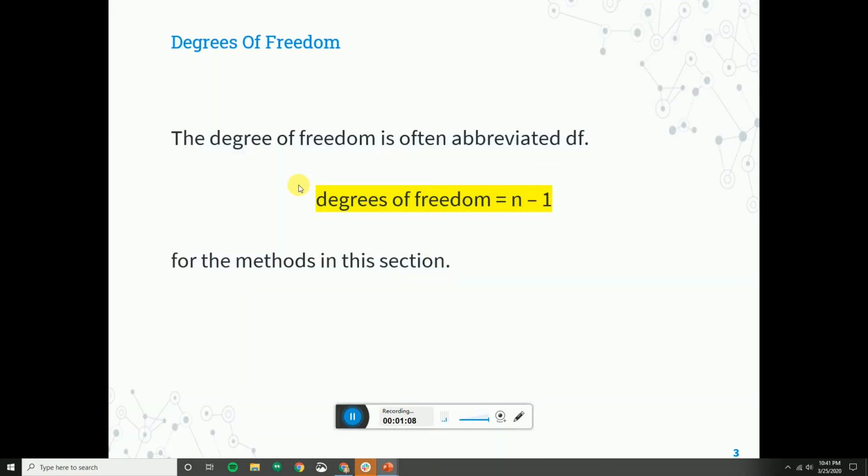And this is one more thing to input into Excel. If I have a sample with 18 pieces of data, then the degrees of freedom is just 17. And Excel will ask us for a degree of freedom pretty clearly, so you don't have to worry about having to read anything complicated or do any complicated math.